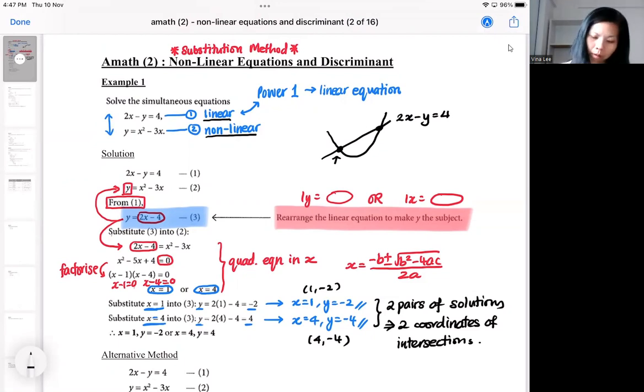I think I'm just putting it here, but it doesn't make sense if I really sketch it out. So these will be the two coordinates that we are talking about. When there are two pairs of solutions, it is known as two coordinates of intersection. We also consider it two real roots. So this is what we'll consider as two real roots, and it should be what we call real and distinct roots.